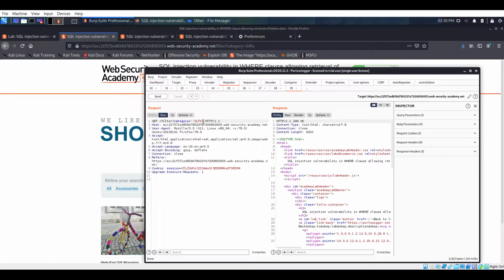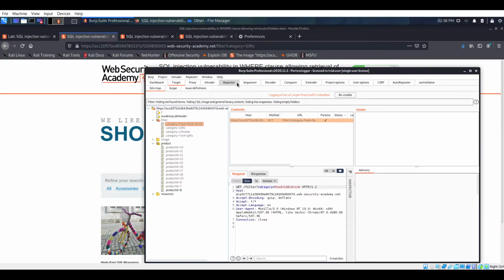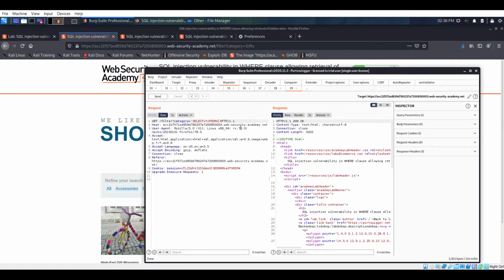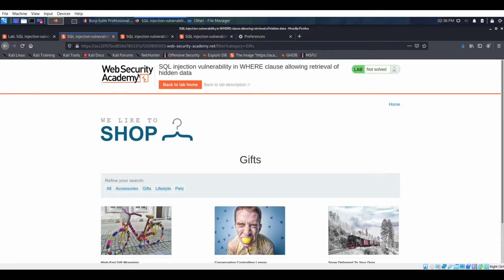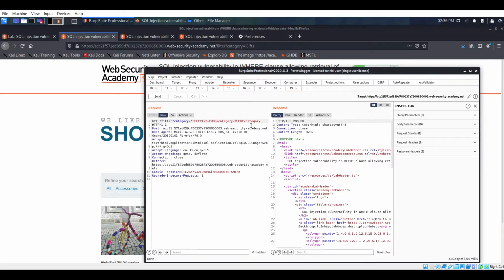We want a command where we go star from, what was its name? I forgot. Category. Query and end.